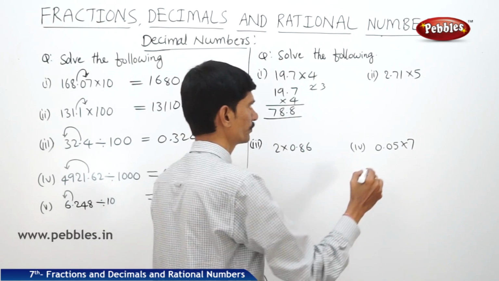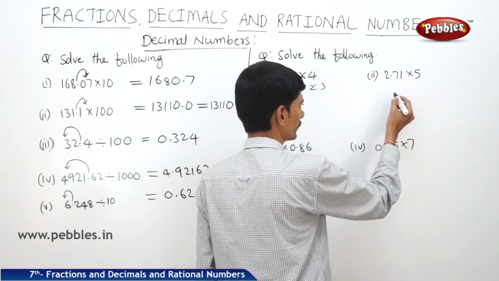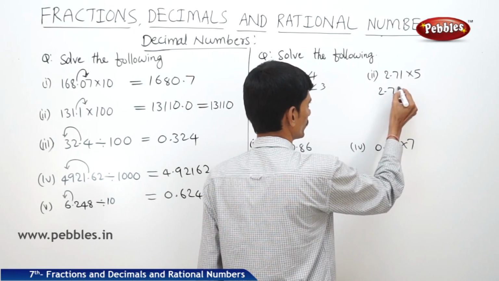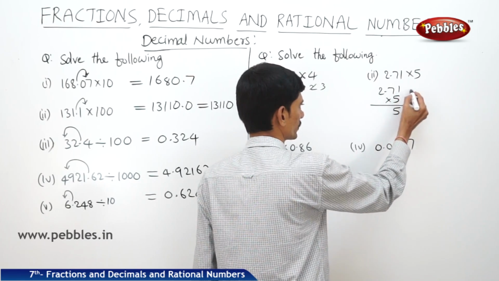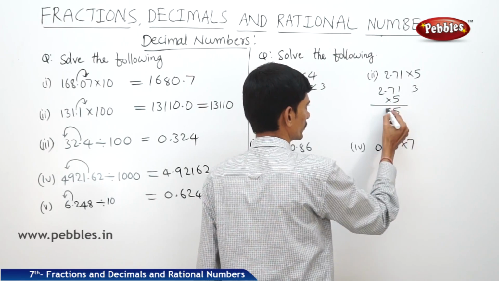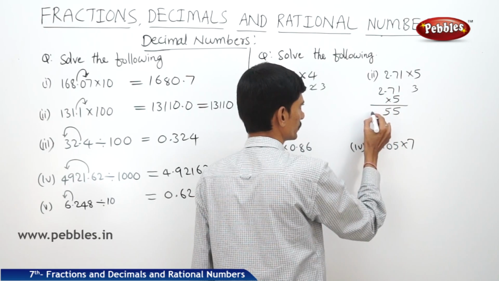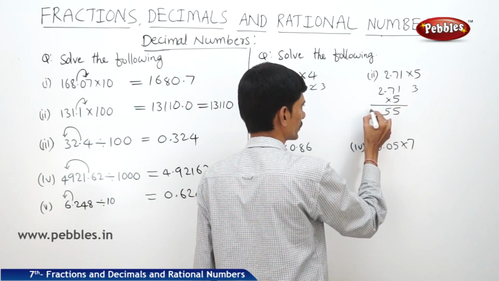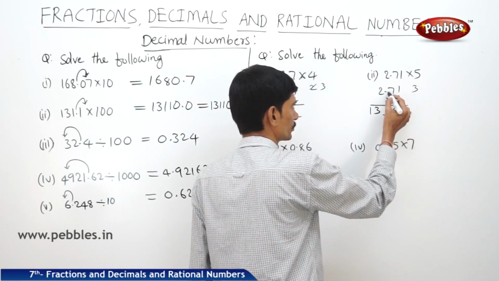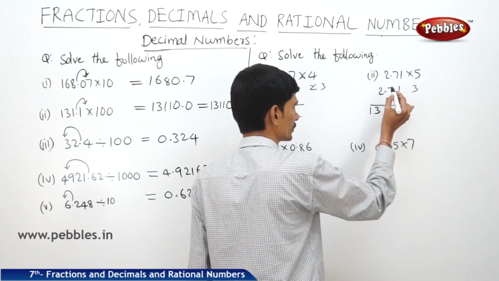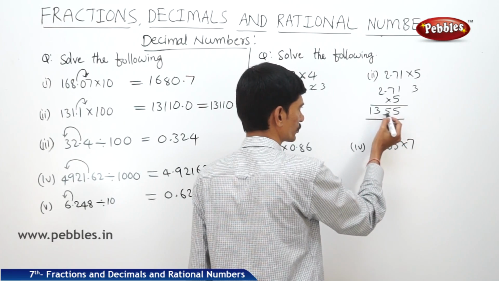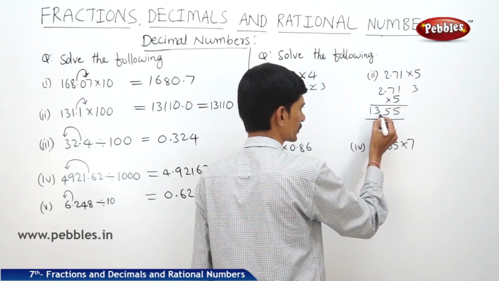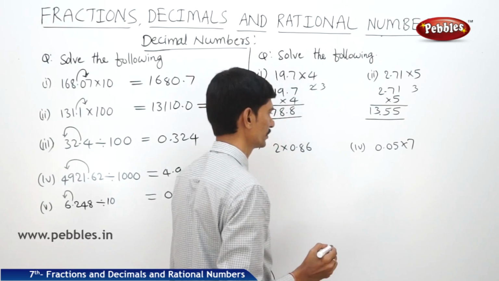Now the second question, 2.71 is multiplied by 5. So 2.71 into 5: 5 1s are 5, 5 7s are 35, and then 5 2s are 10 plus 3, 13, and there are two digits after the decimal point. So in the product also we place the decimal point before two digits. So the product is 13.55.